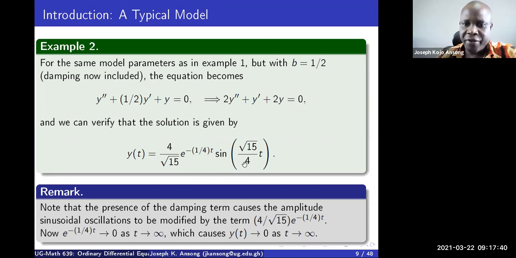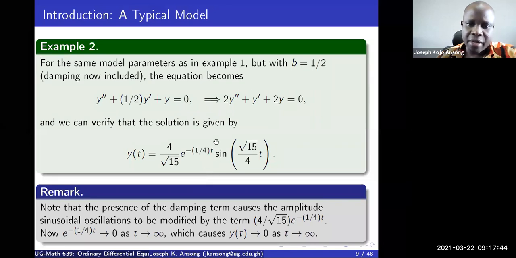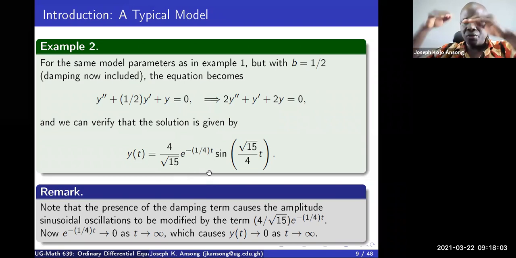You have a change in the phase, all right? But this is not as important for now. But you also see that there's a change in the amplitude, right? The amplitude is now modified by this term here, okay? And you see that as t goes to infinity, with time, this goes to 0 because of the minus. Which means that y in general goes to 0, all right? The solution damps out with time, okay?